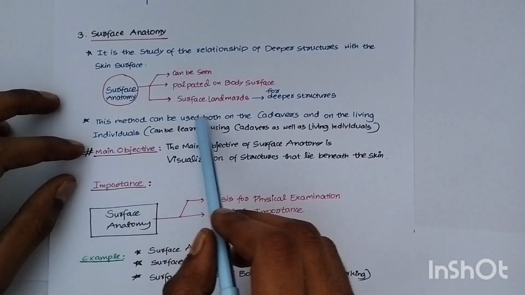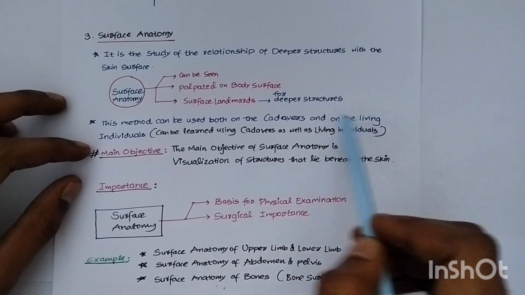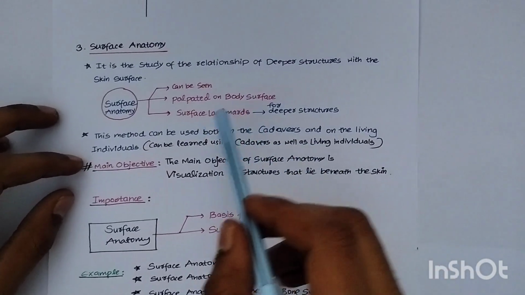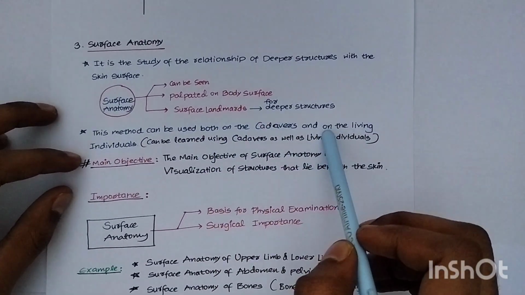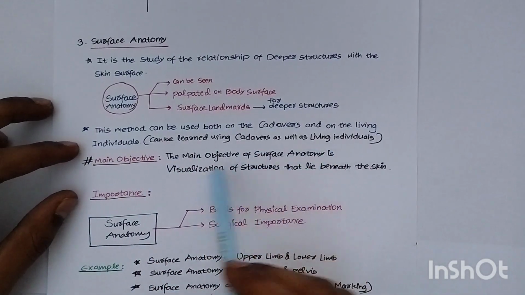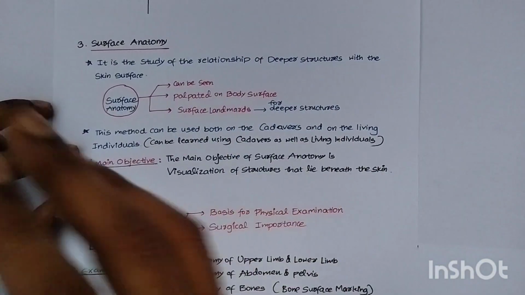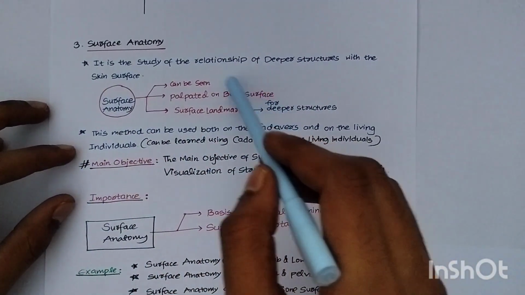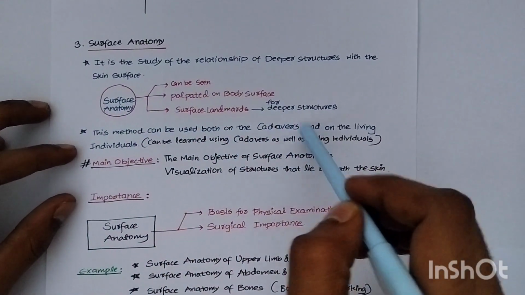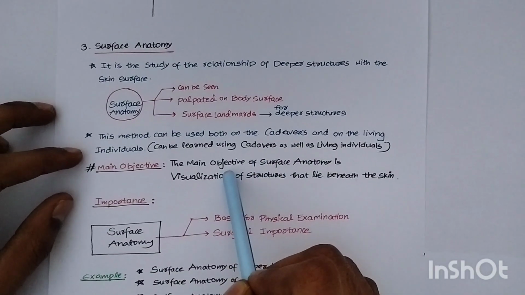This method can be used both on the cadavers and on the living individuals. Can be learned using cadavers as well as living individuals. Learned in the cadavers and performed in the living individuals during any surgery or any markings, any examinations, it will be very useful. And the main objective of the surface anatomy is visualization of structures that lie beneath the skin. Yes, of course, you will mark everything. So okay, this organ is supposed to be here. So from one organ to another organ, how much space is there, what are the organs that are involved. So you'll get to know about the surface anatomy.